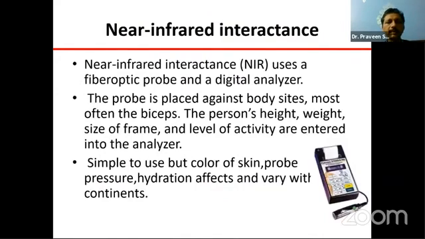Another simple method is near infrared interactance. In this method, there is a small probe which can be used in our clinic. It is a small probe which is put most of the time over the biceps, and it gives a reading of your fat mass.